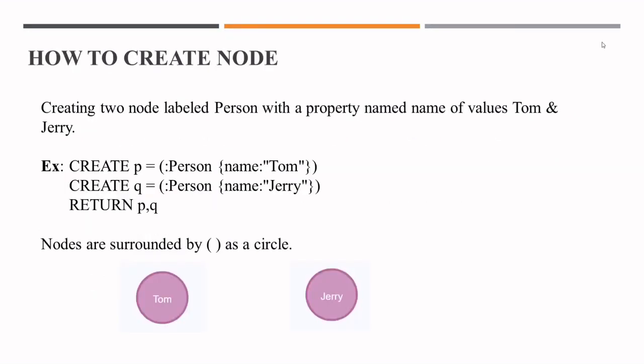For creating two nodes Tom and Jerry, we will have to use the following query, that is create p equals person name Tom and create q equals person name Jerry. After that we will return both nodes p and q. This query is basically creating two nodes labeled person with a property named name of value Tom and Jerry. Nodes we created here are surrounded by circles, as we can see Tom and Jerry.